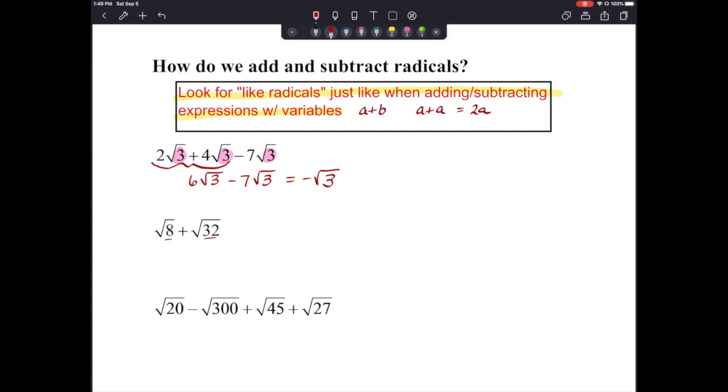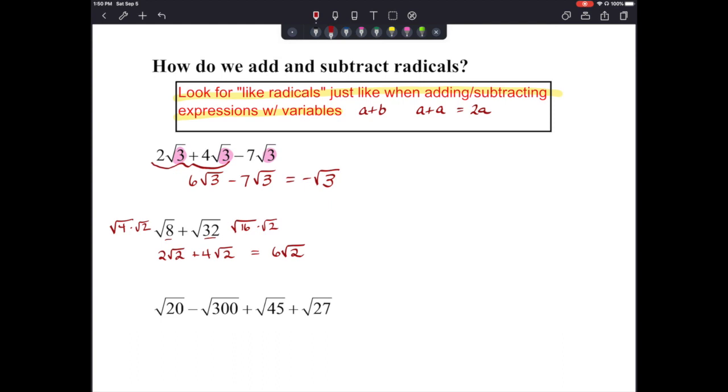We know the square root of 8 is the same thing as the square root of 4 times the square root of 2, which gives us 2 radical 2. And the square root of 32 is the square root of 16 times the square root of 2, which is going to be 4 radical 2. So we have 2 radical 2 plus 4 radical 2. Now when we look at it, they are like terms. So when we take those 2 radical 2's plus the 4 radical 2's, we get 6 radical 2's.